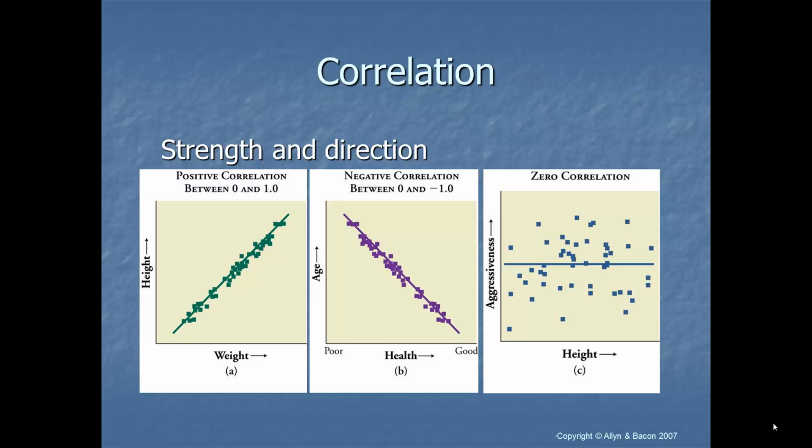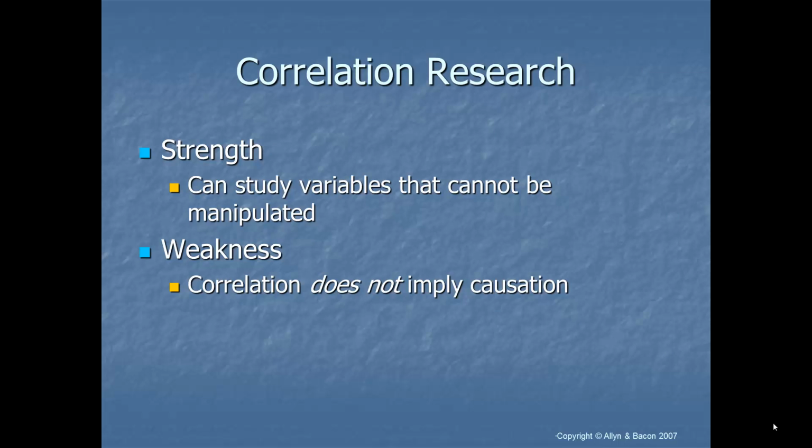Same thing with age and health. We know as you get older, our health declines. It's not a perfect relationship. There are some people who age and have great health, other people who age and have poor health. So those correlations are usually between 0 and -1. And then sometimes there's just no relationship between the variables. Aggressiveness, not associated with height, really, and there you see closer to a 0 correlation.